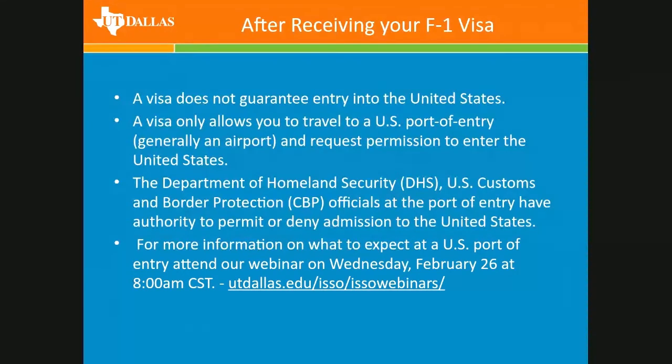It's important to remember that an F-1 visa does not guarantee entry into the United States. A visa only allows you to travel to the U.S. port of entry, generally being an airport, and request permission to enter the United States. The Department of Homeland Security, or DHS, U.S. Customs and Border Protection, CBP, officials at the port of entry have authority to permit or deny admission to the United States. So think of your visa as a request and not a guarantee.